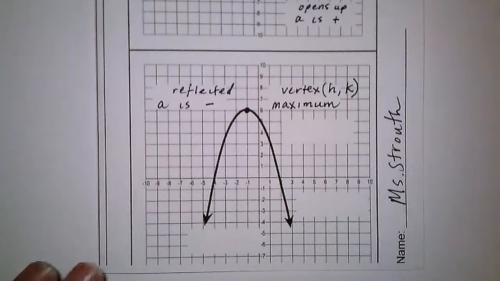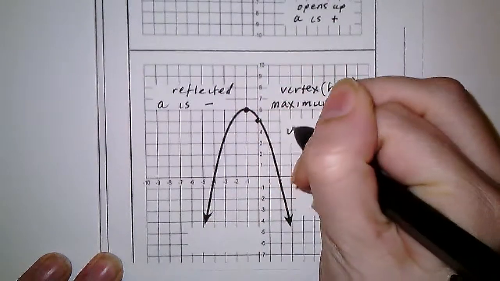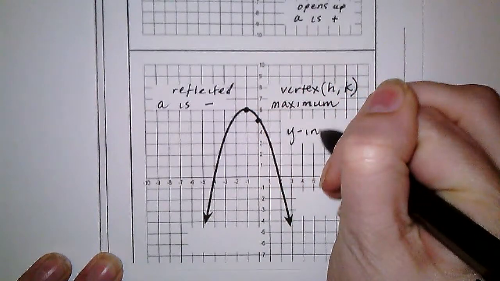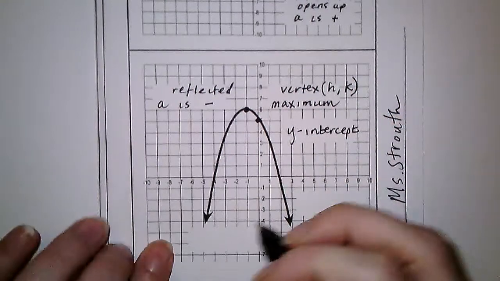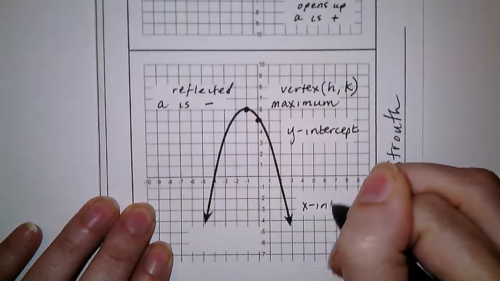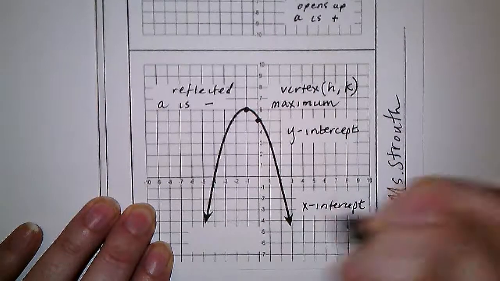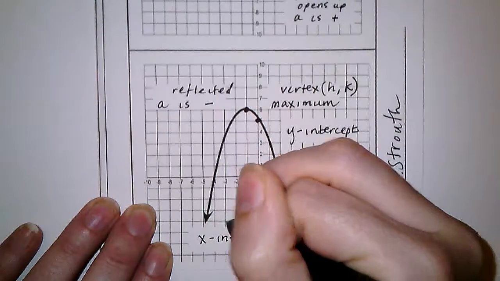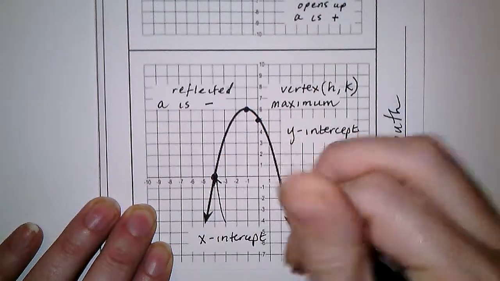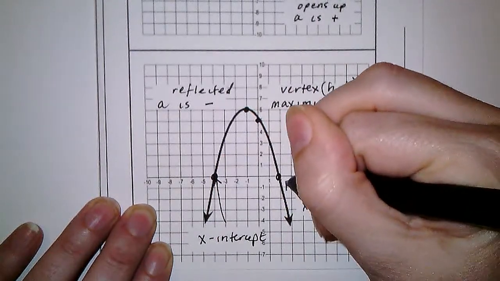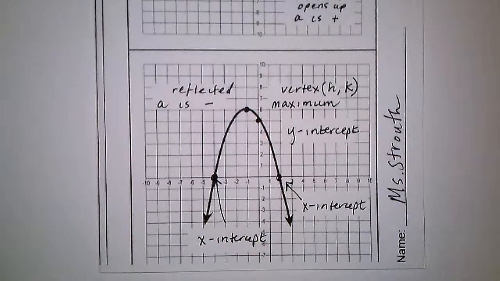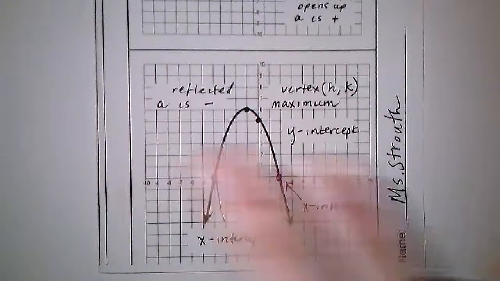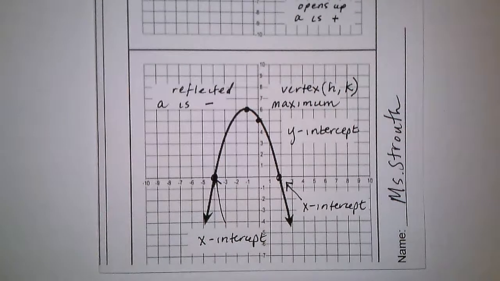So we have that, and then we've got our y-intercept right here. And then we've got our x-intercepts. All right, so I'm going to draw an arrow to that one. Okay, so that is an introduction to just some vocabulary when we're talking about the quadratic itself.